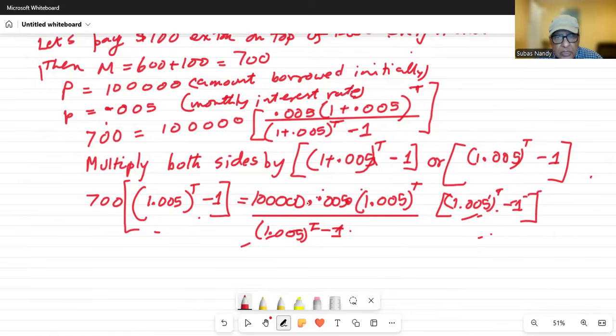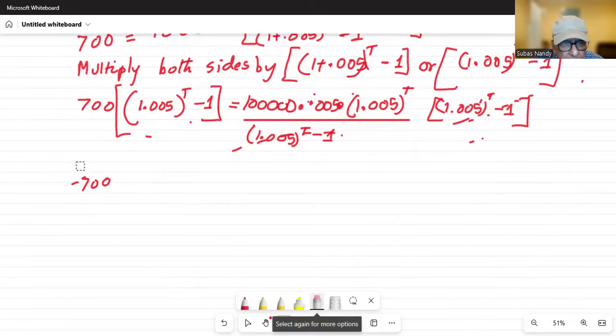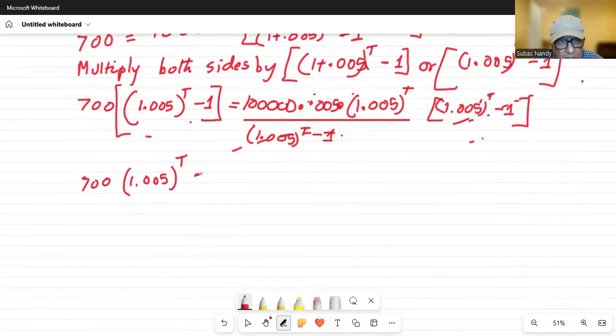Okay, now let's do it this way. We will distribute 700 on the left hand side to the terms inside the parenthesis. So I will move this up a little bit. So it becomes 700 times 1.005 exponented to t. There is no negative sign there. I distributed that 700, so 700 times 1 is 700.